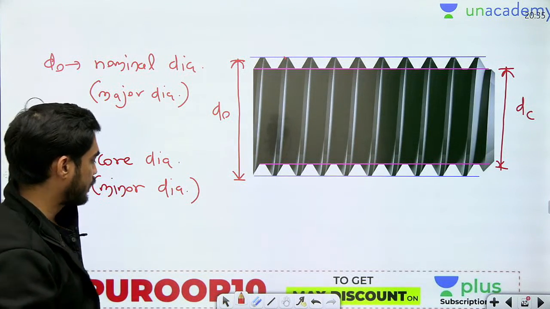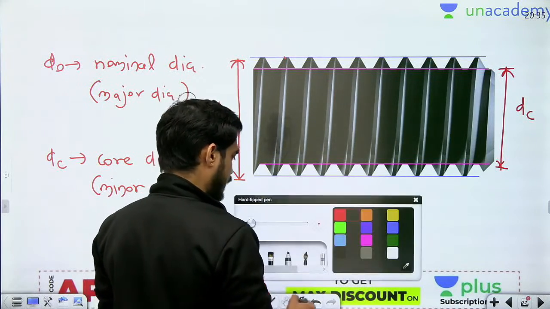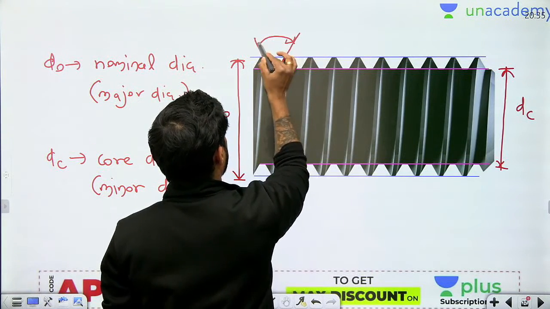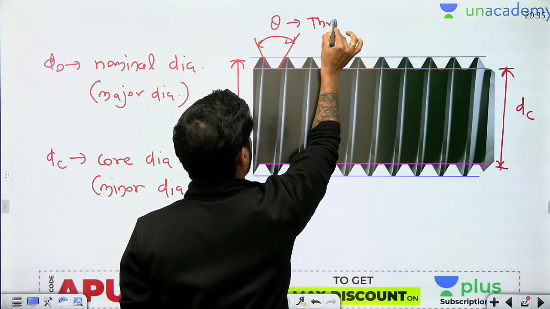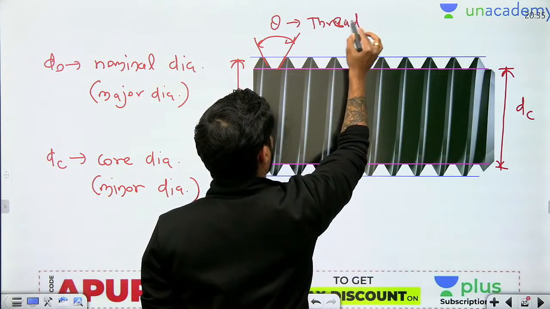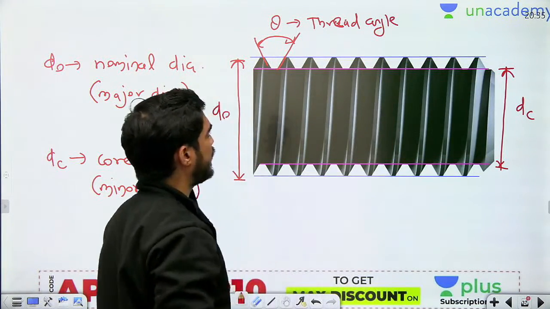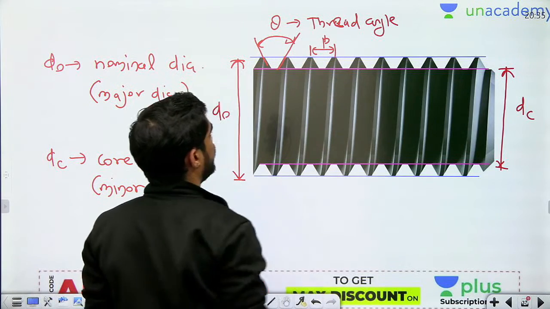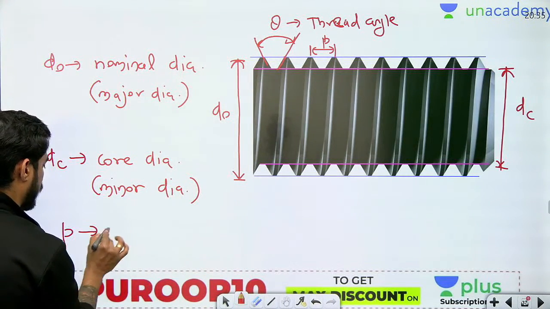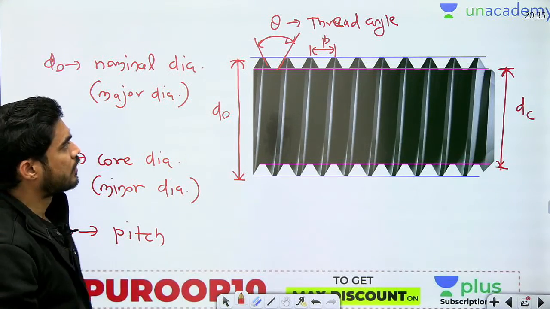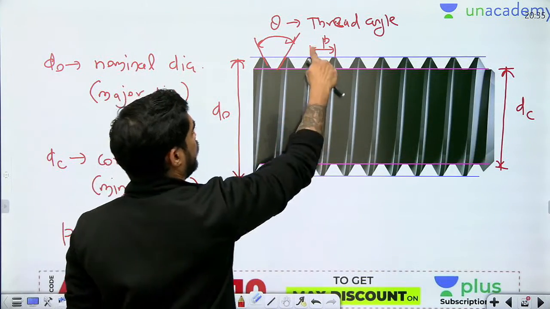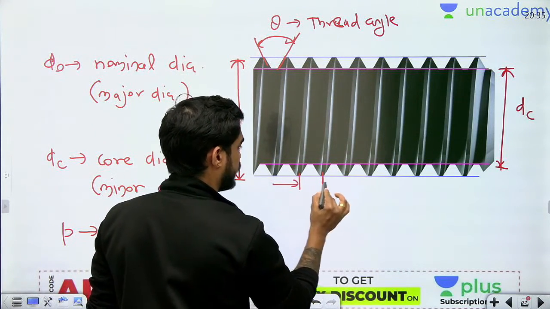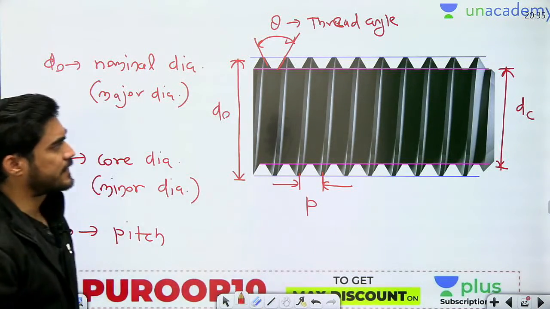Okay, now beta this angle, ये वाला जो angle है, this angle is known as thread angle, and the distance between the two threads, this P is known as what? Pitch. ये जो दो threads के बीच का distance है, ये जो दो थ्रेड्स के बीच का डिस्टेंस है, this distance is known as pitch.